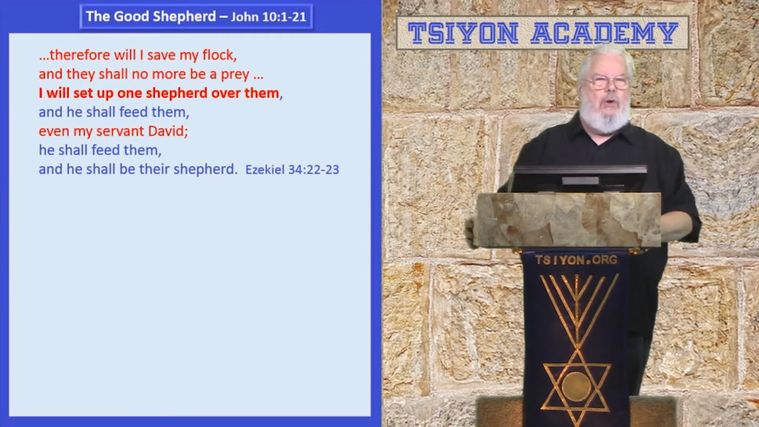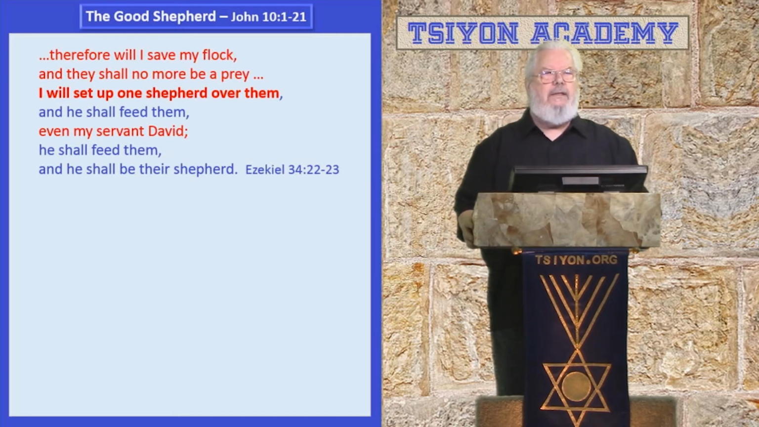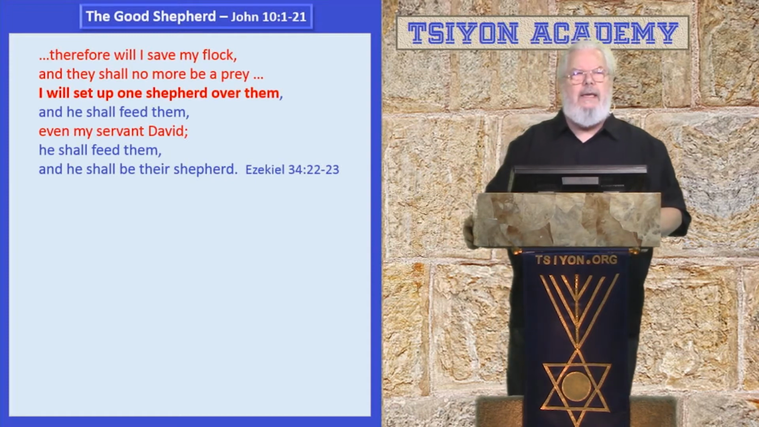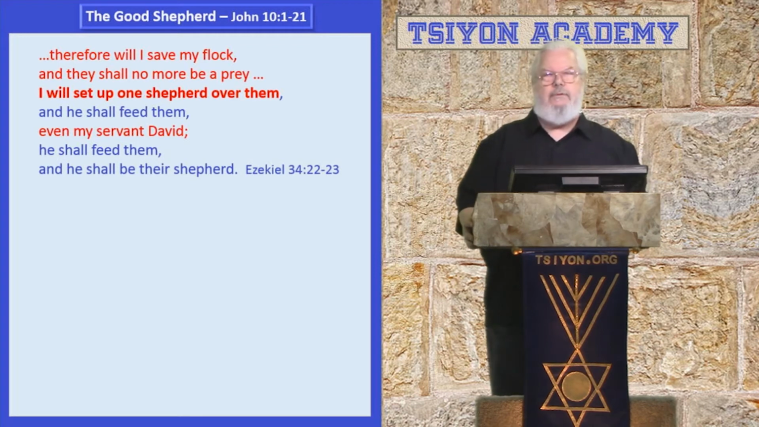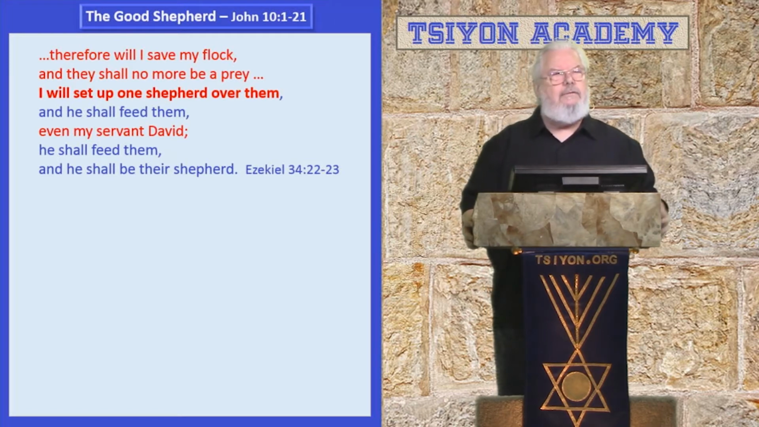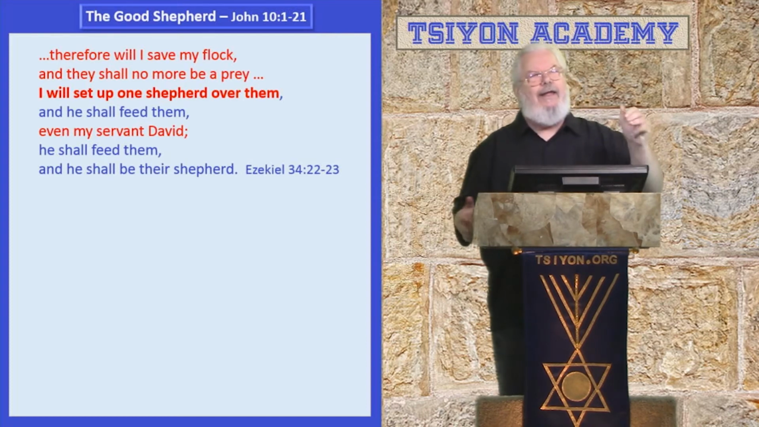These same verses go on and say this: Therefore will I save my flock, and they shall no more be a prey. I will set up one shepherd over them. Isn't that exactly the words Yeshua used? One shepherd? Where do you think he got that idea? Do you think it could be from these verses in Ezekiel? Do you think when he's saying that he's the one shepherd, that he's this guy?